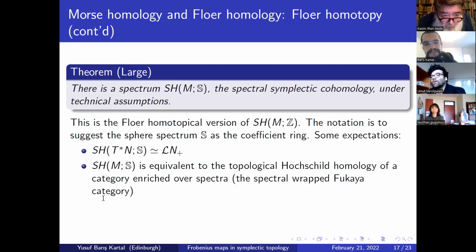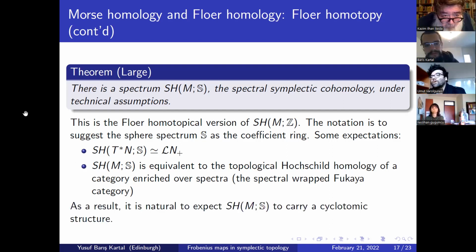Anyway, as a result of these two expectations, it's natural to expect this spectrum itself to carry a cyclotomic structure. Questions? Meaning a circle action, which is already a structure that you find on the non-spectral version, and Frobenius maps. There are some implications to that.